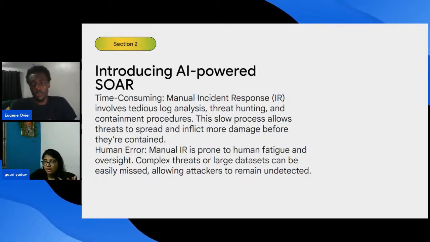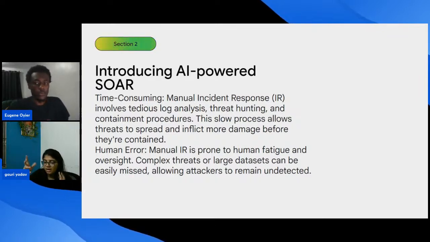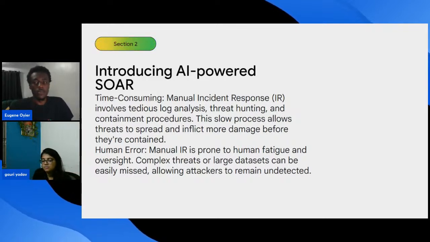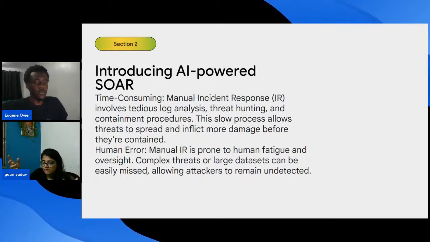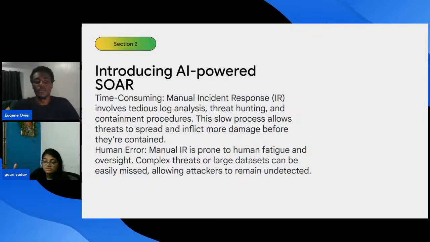Now, what are the AI capabilities in SOAR? First, automated analysis: AI algorithms analyze data to identify threats and determine the response. Then workflow automation: SOAR platforms execute predefined responses and actions such as isolating affected systems and notifying stakeholders. Basically, stakeholders are the ones who need the response report first-hand.